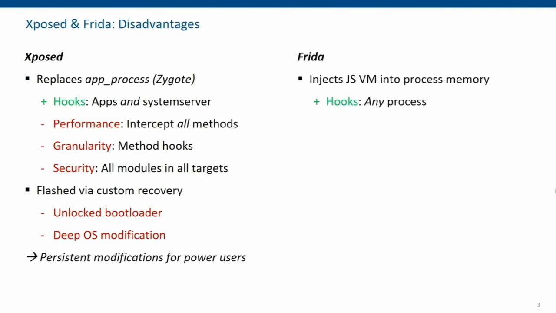If we compare this to Frida, we have a different approach here, because Frida injects the JavaScript engine of Chrome, V8, into running processes. Here again, we can hook not only apps, but also any process, and that's actually a great thing. But once again, I will nag a little bit about the disadvantages. In this case, we have a performance loss because we're going through an additional virtual machine.